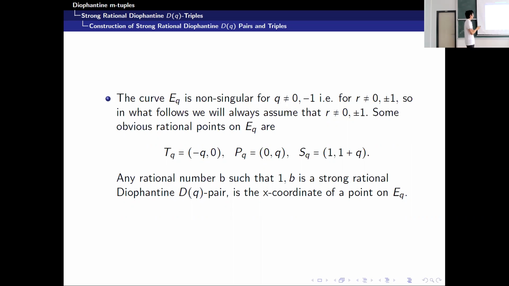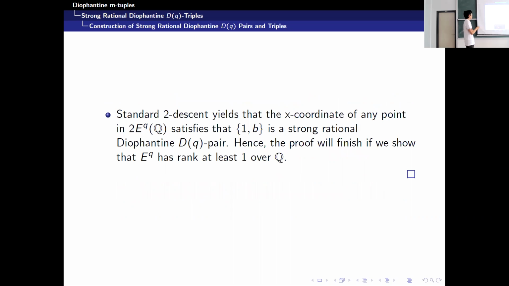And here's an important sentence. For any rational number B such that {1, B} is a strong Diophantine D(Q) pair, B is the X coordinate of a point on E_Q. But my aim is actually the opposite direction of this sentence. I will try to prove that the X coordinates of points on E_Q give us B. There are some points on the elliptic curve related to B, and this comes from the standard two-descent theorem.